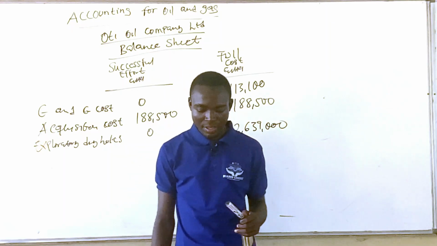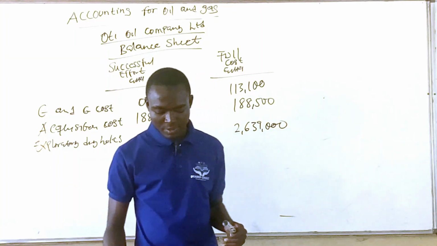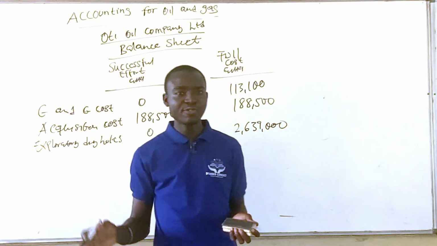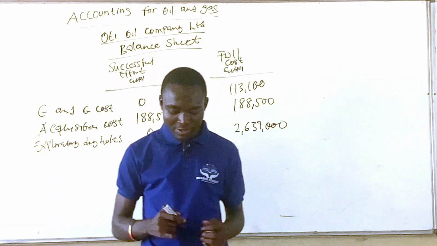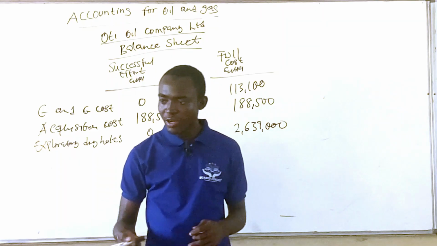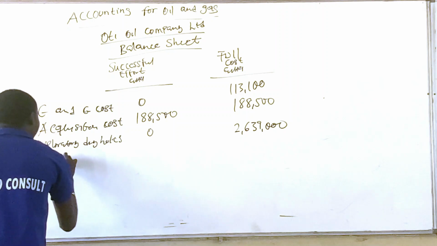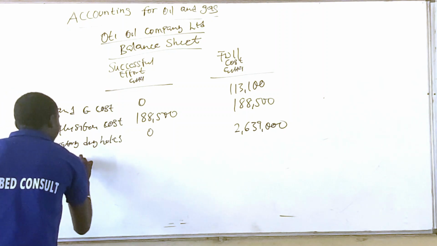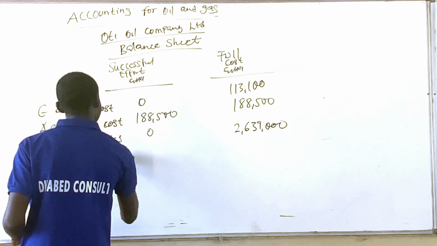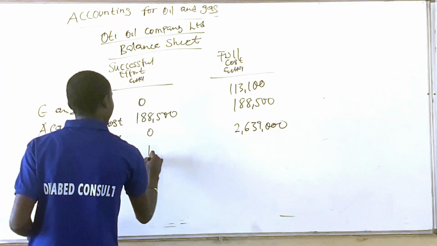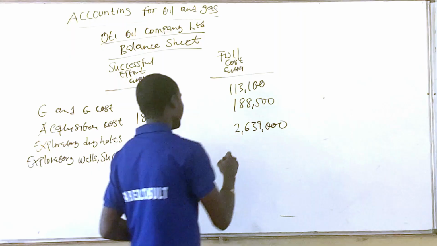And the next is exploratory wells, the ones which were successful. Since they are successful, they will be capitalized under both methods. And then the amount is $1,508,000.